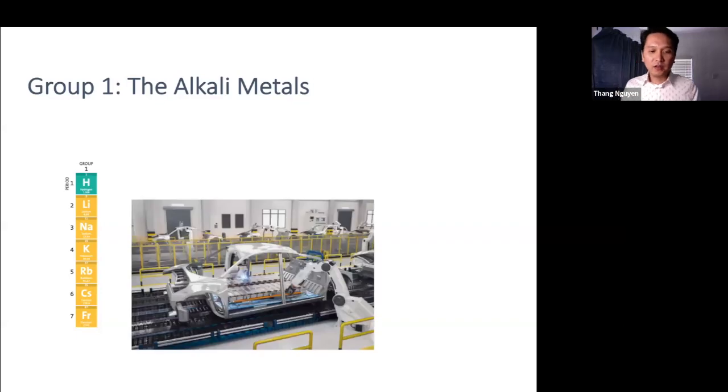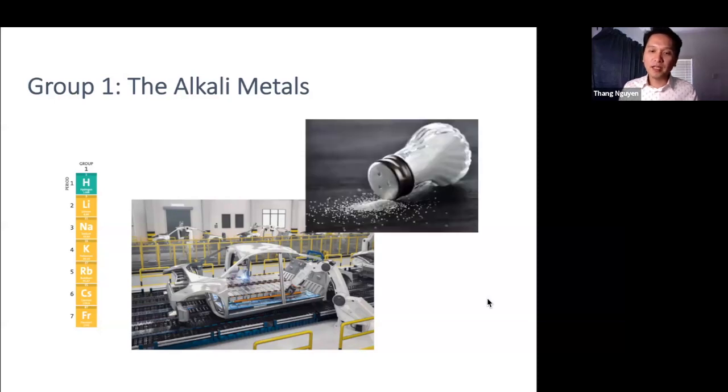One prominent example of this is the lithium in your lithium battery, which is like a super big deal now because that's one of the driving forces behind our electric vehicles, right? It's the ability to make these lithium batteries. And then next is sodium, our most easily recognized example is the sodium in sodium chloride, which is your table salt.